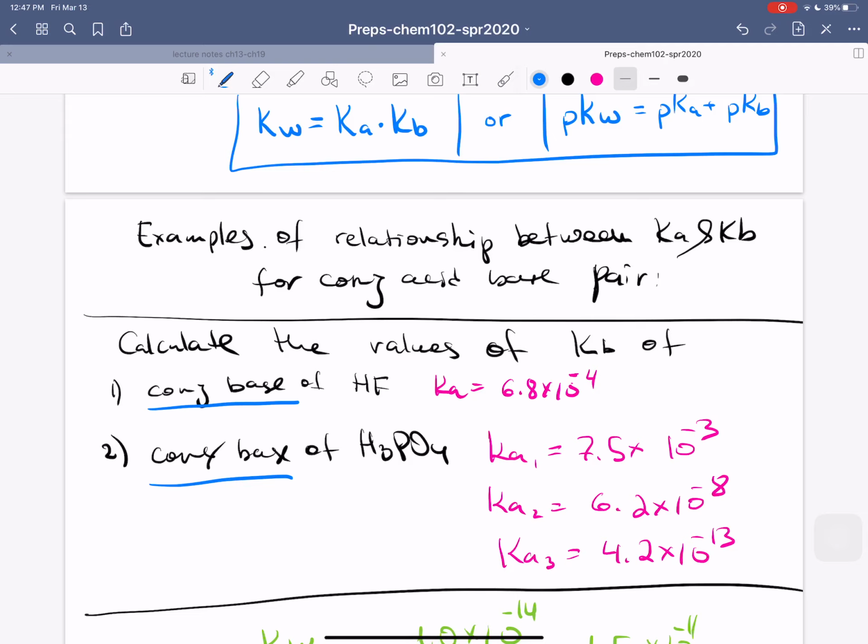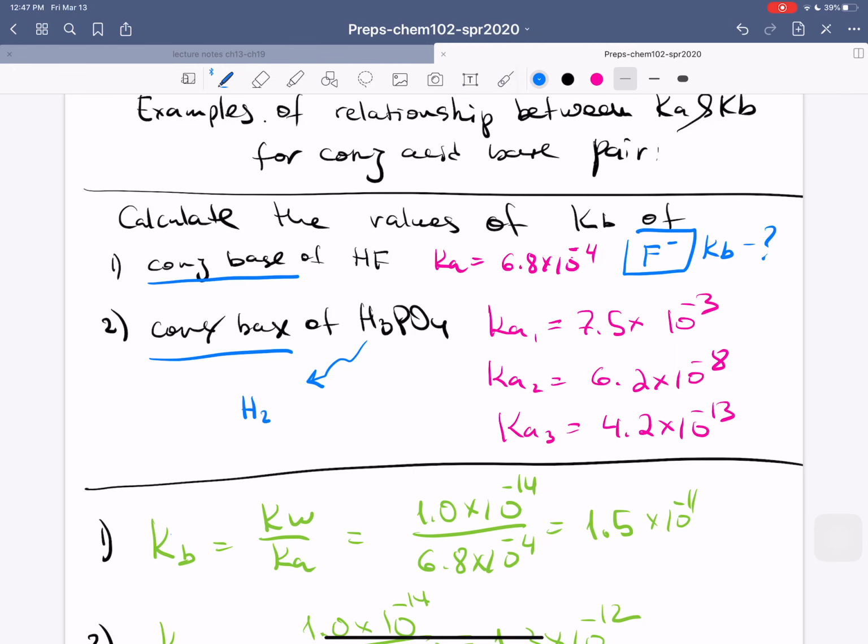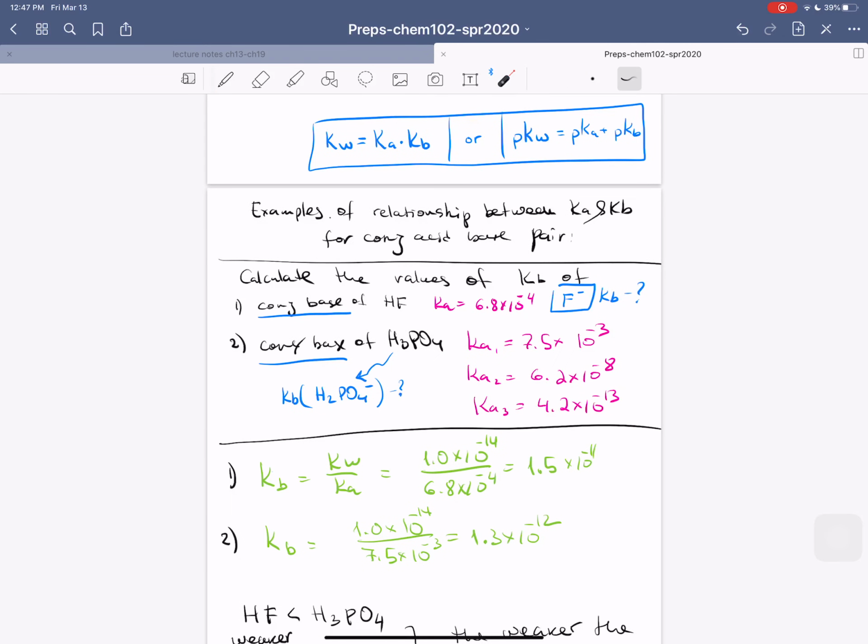So the conjugate base of hydrofluoric acid will be fluoride. And we need to calculate the value of Kb of the fluoride. The conjugate base of the donation of the first proton of the phosphoric acid will be H2PO4 minus. And we are asked to calculate the value of Kb of this base. So then, if we're talking about these values, we will use the aforementioned expressions, so we know the values of the Ka.